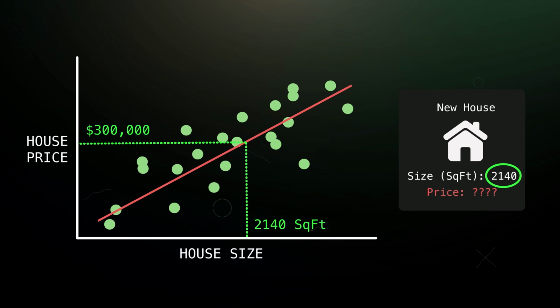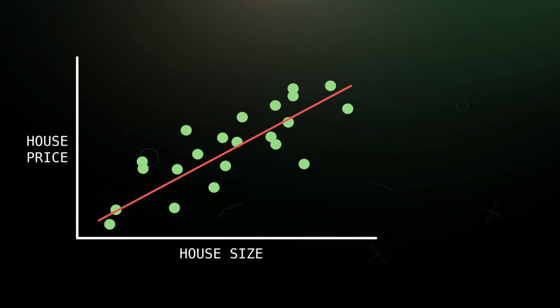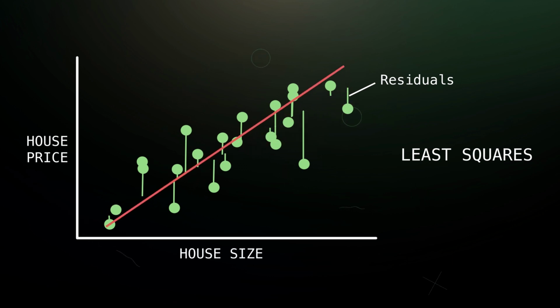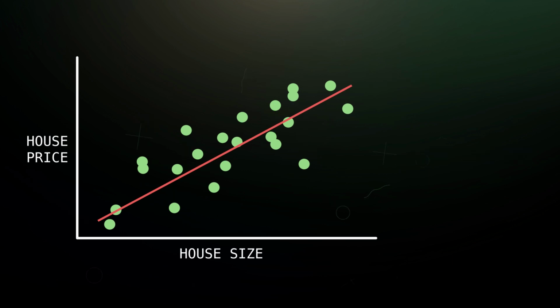So how is this regression line created? The regression line is determined using a method called least squares, which minimizes the total square difference between the actual data points and the line itself. These differences, known as residuals, represent the distance between the data points and the regression line. The goal of the model is to find the line that makes these residuals as small as possible, resulting in the most accurate predictions.